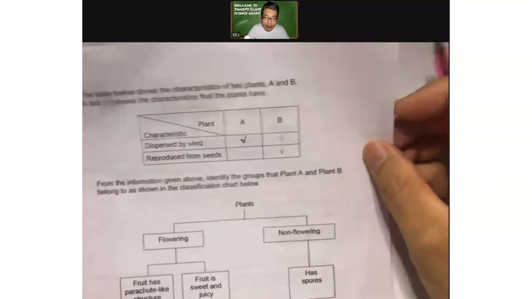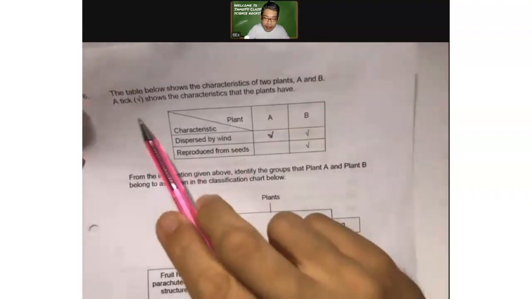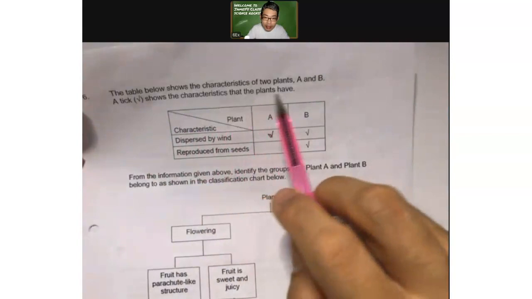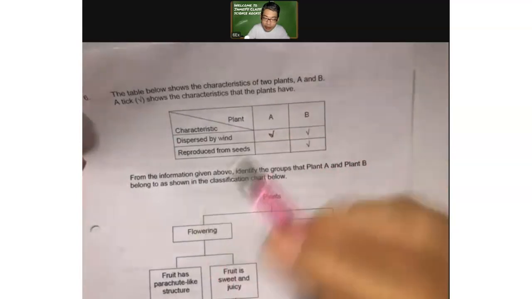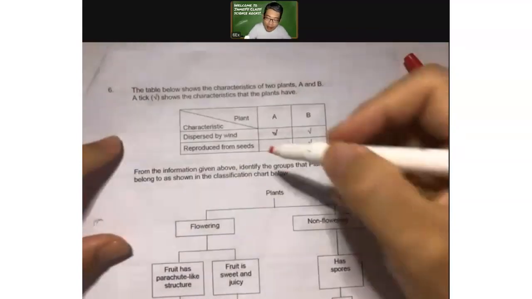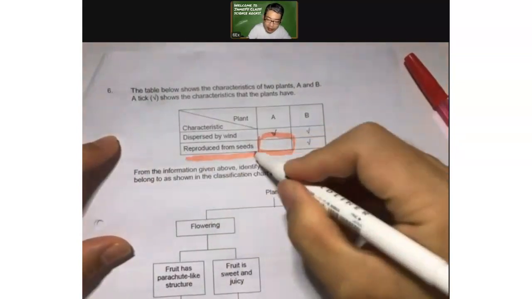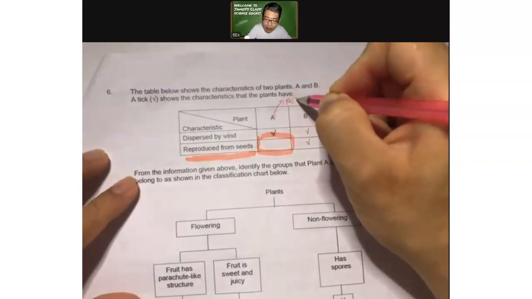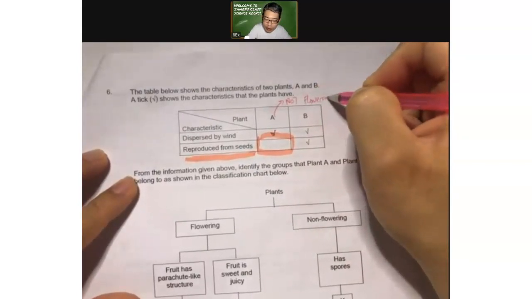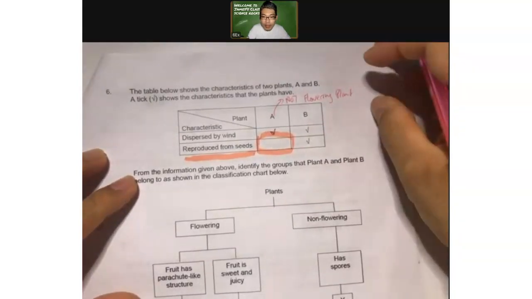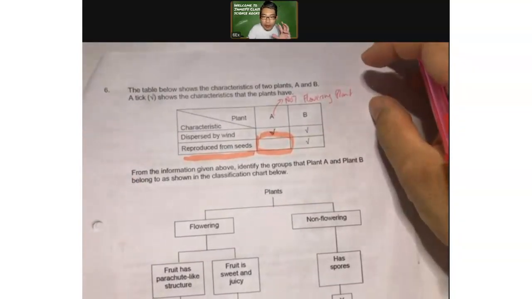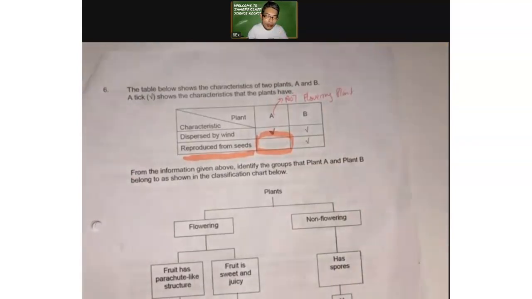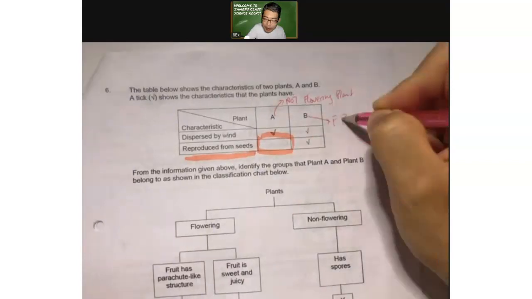The table shows the characteristics of plants A and B. A shows the characteristics that plants have. Alright, A is dispersed by wind, but it is very, very important. It does not say reproduced by seed. They left it blank, which means this A is not a flowering plant. Because only flowering plants will have pollination, fertilization, and then when that happens, you have your fruit and seeds. B is a flowering plant, but not A.